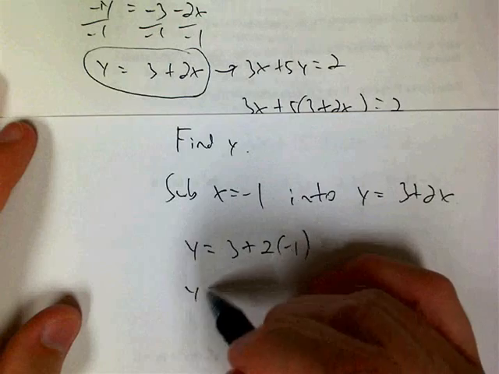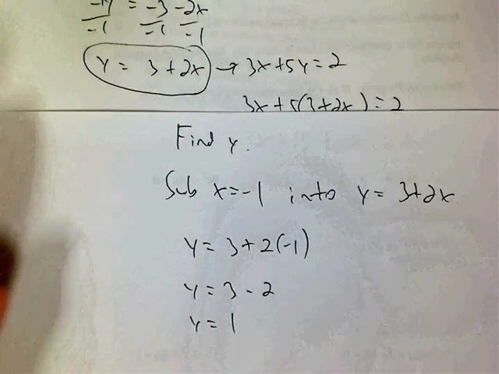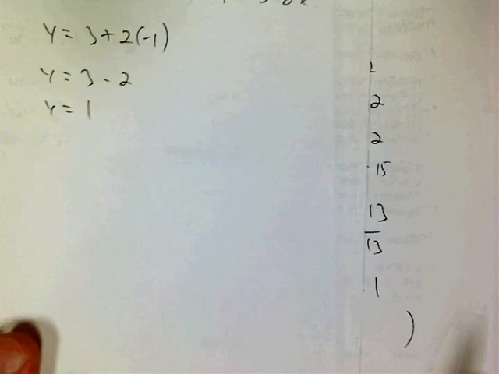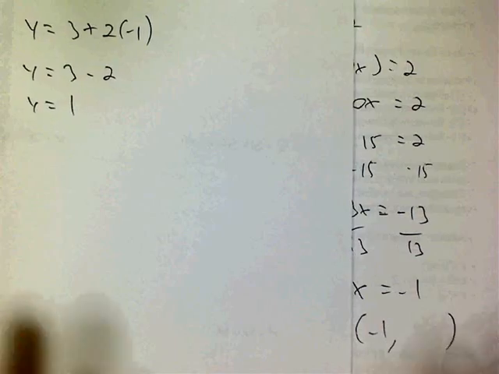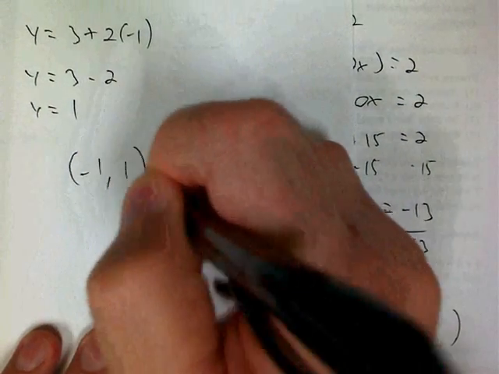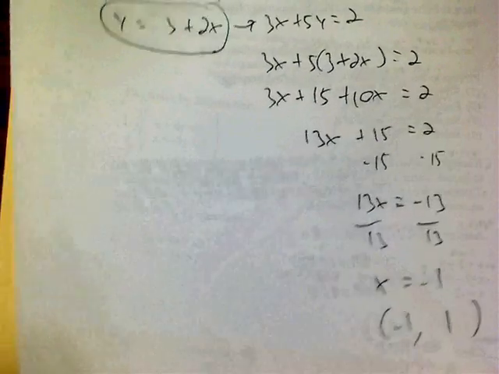2 times negative 1 is negative 2, and 3 minus 2 is 1. So our final answer is negative 1, comma, 1. That's your final answer. Negative 1, 1. And that's how we do substitution.